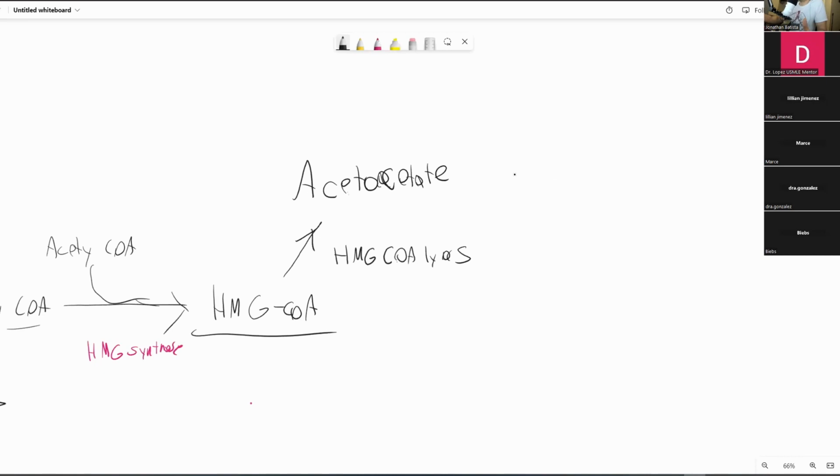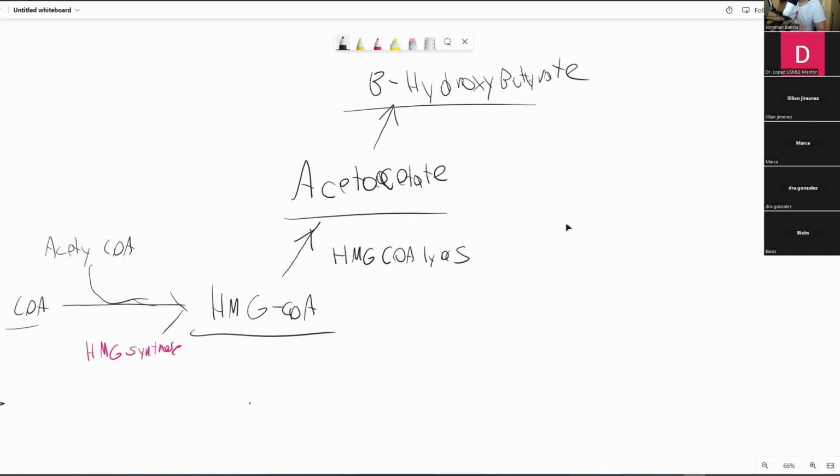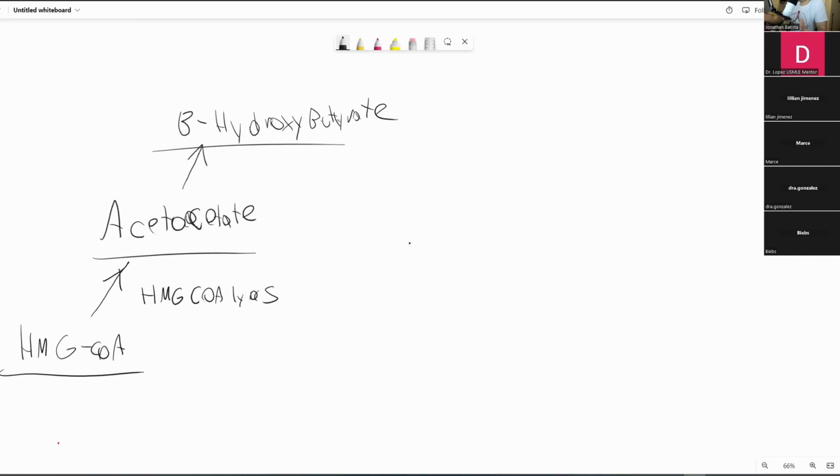If this acetoacetate gets reduced, then we have beta hydroxybutyrate. That's another type of ketone body, right? So here we have beta hydroxybutyrate. Boom. These two ketone bodies, perfect. And they go out and travel within the blood.